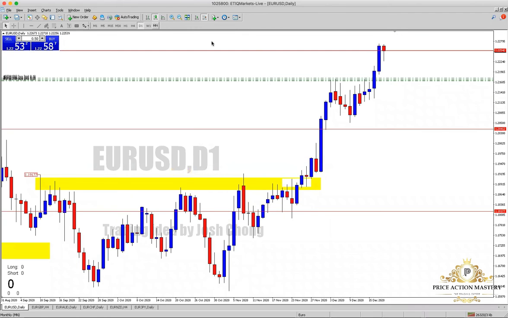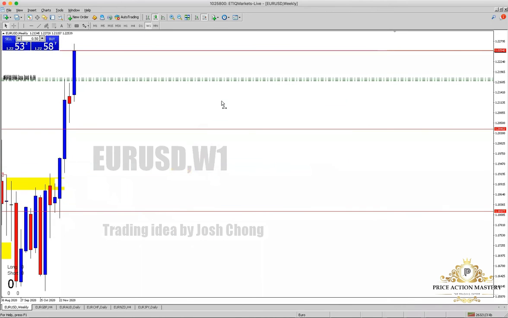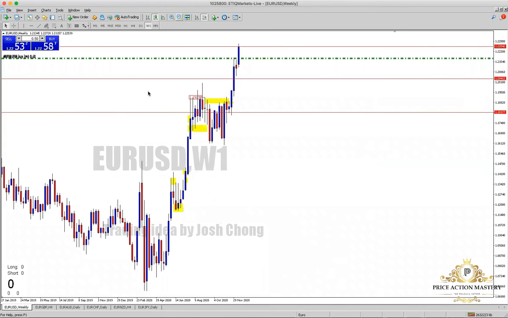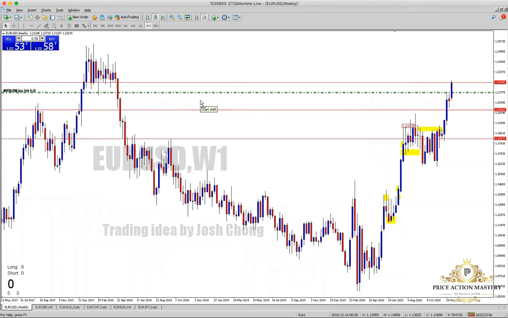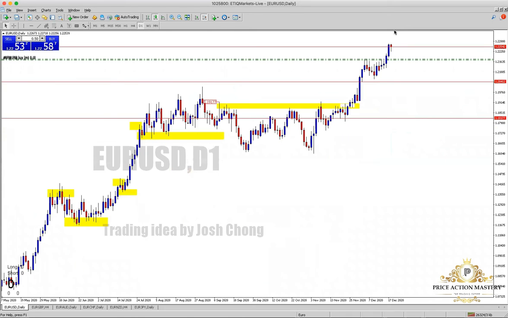Okay, for this Euro USD, also look into the weekly. Okay, weekly. It has come to a resistance area already. So no, I will not go for a short. I will only wait for a buy. As you can see, I already placed my buy limit. I will only wait over here.